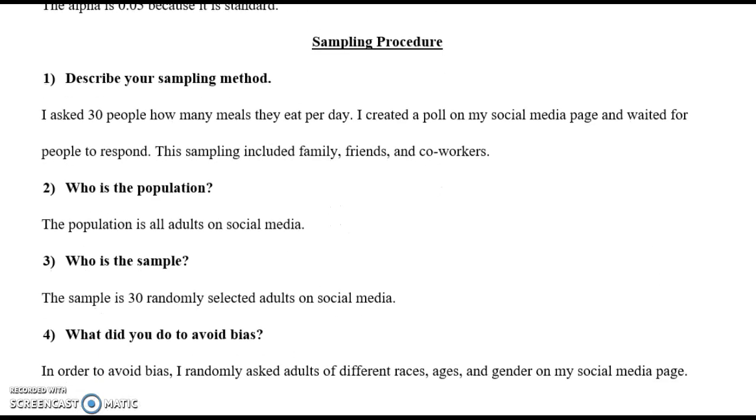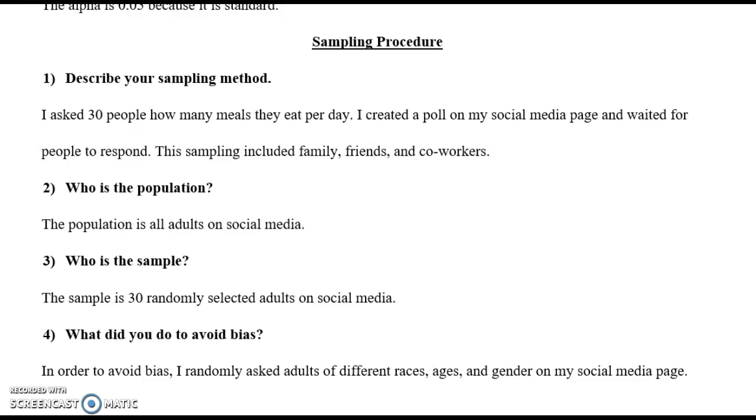Describe your sampling method. So I asked 30 people how many meals they eat per day. I created a poll on my social media page and waited for people to respond. The sampling method included family, friends, and coworkers. Who was the population? The population is all adults in social media. Who was the sample? The sample is 30 randomly selected adults on social media.